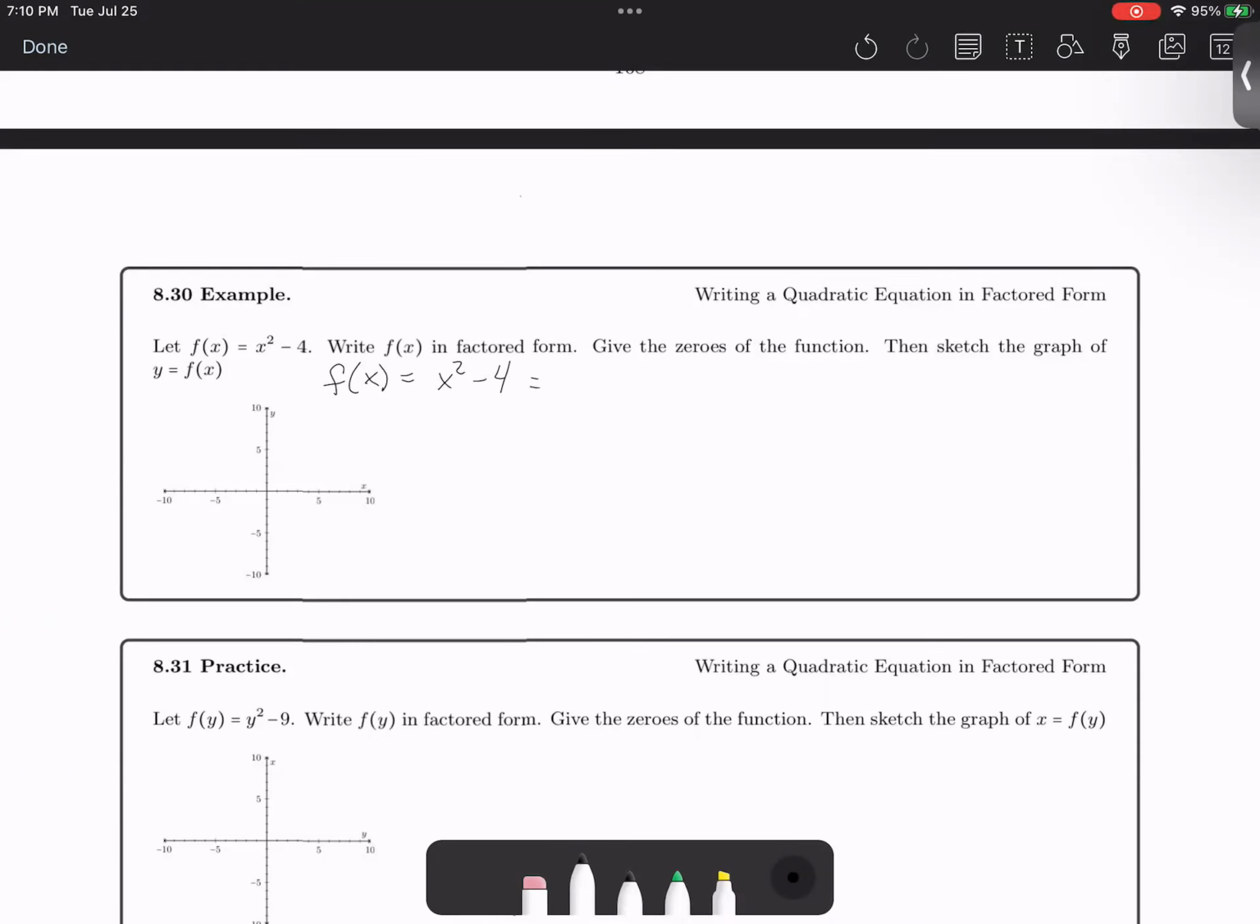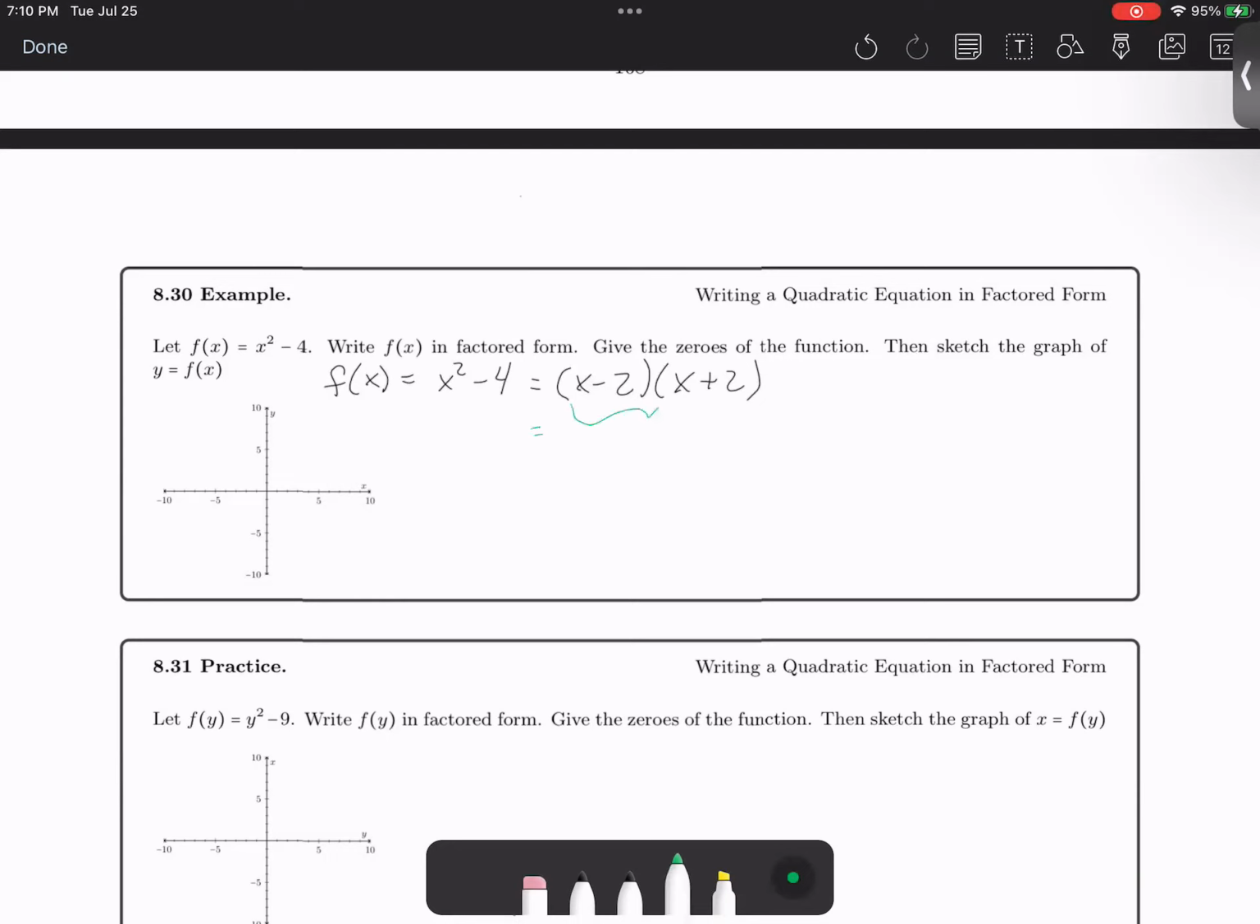You could either use the quadratic equation, or you can note that this factors without too much hassle. X minus 2 and x plus 2. I knew it had to be plus and minus the same thing because I didn't have any b term. I didn't have any linear term. Right. In fact, let's just double check ourselves that this is correct.